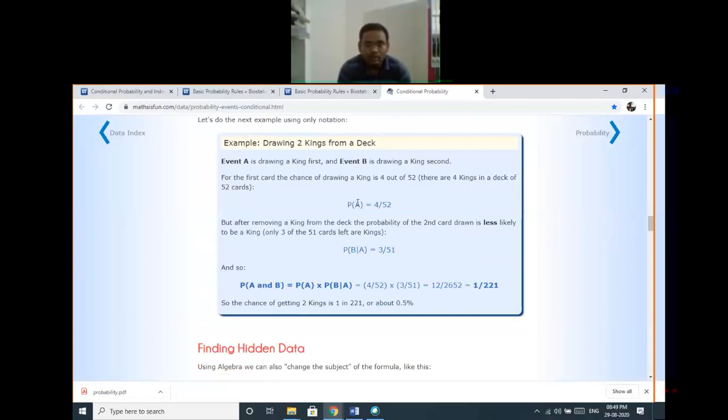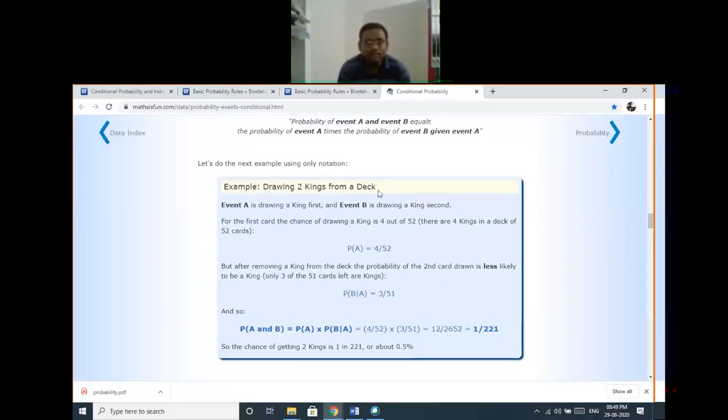Now drawing two cards, two kings from the deck. So event A is drawing a first king, event B is drawing a second king. The first card, the chance of drawing a king is 4 out of 52. And there are 4 kings in the deck, as you know. So that's why 4 upon 52.